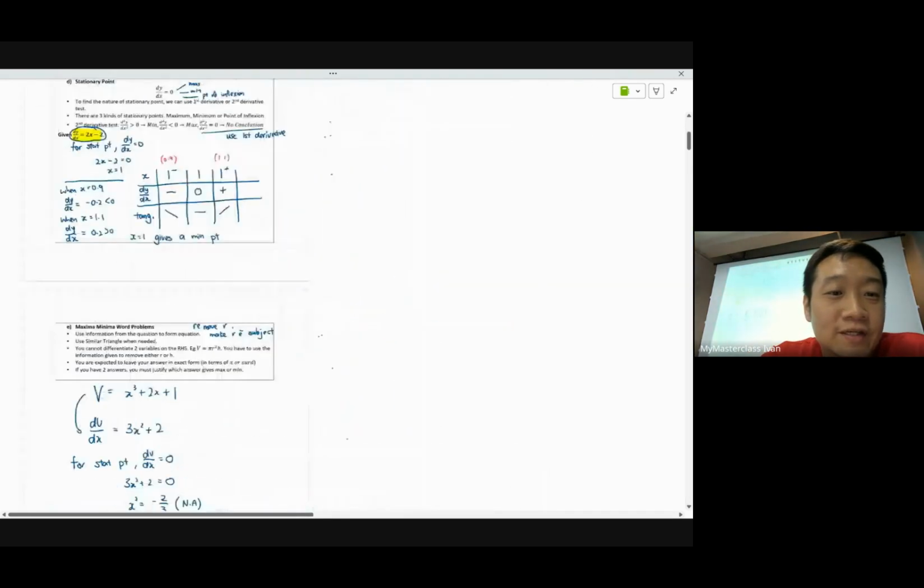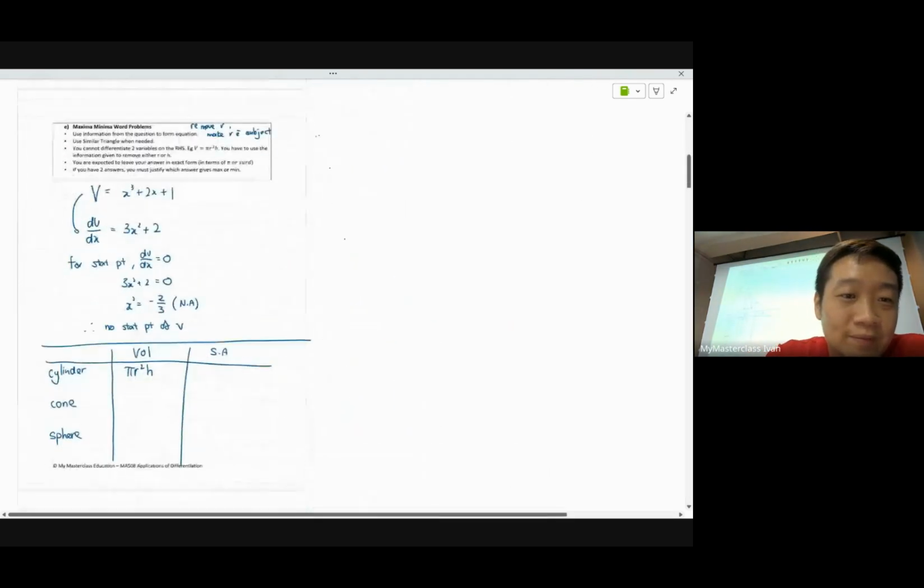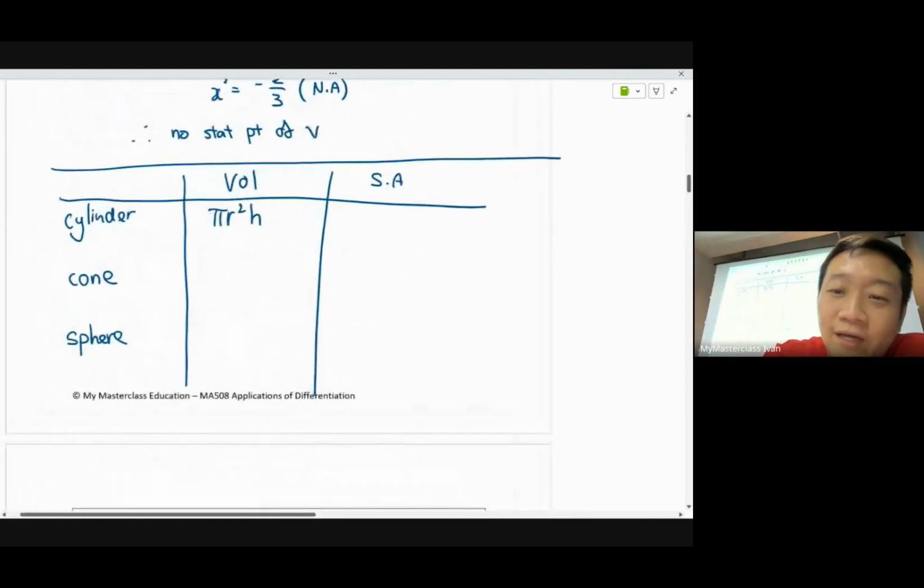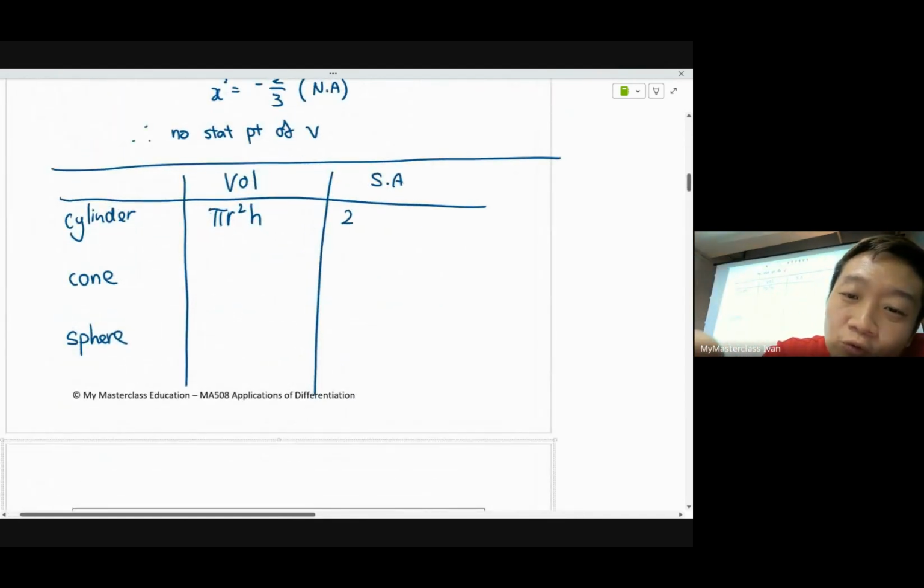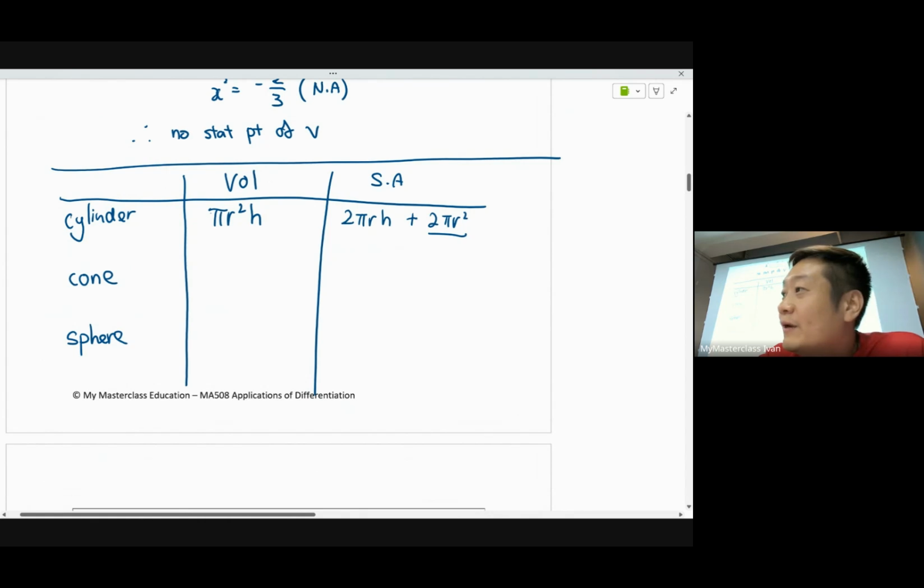Second page, sorry, second page. Yeah, second page. There's a big blank over here. 2/3? No lah, I box you. 2 pi r h, that is the curved surface area, plus 2 pi r squared. The 2 pi r squared part is optional, depending on whether you need it or not.